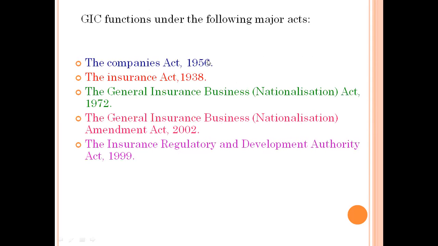Companies Act 1956. Why? Because these are all four companies registered under this act. So the Insurance Act by general, and the General Insurance Business Nationalization Act 1972. All 107 Indian and foreign insurance companies were grouped into the four companies. The General Insurance Business Nationalization Amendment Act 2002, the latest one. The Insurance Regulatory and Development Authority Act 1989.